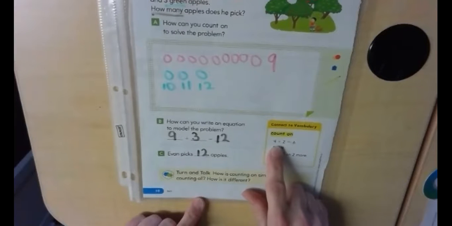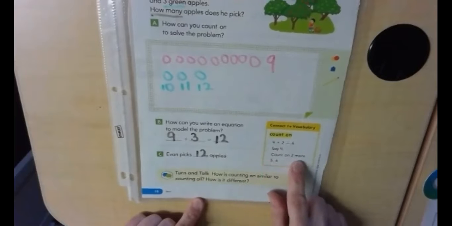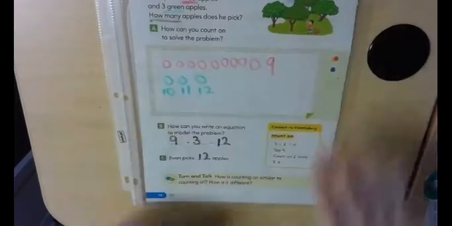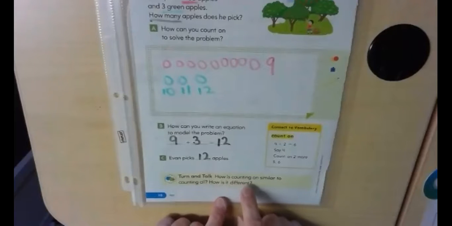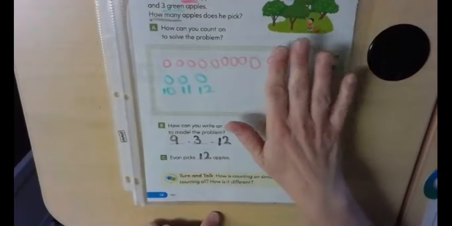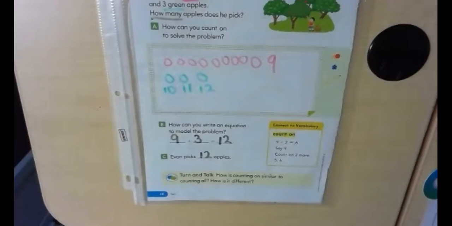This is an example. 4 plus 2 equals 6. Say the 4. Count on 2 more. 5, 6. 4, 5, 6. Turn and talk. I'll give you a chance to do this with whoever's sitting with you. Count on. How is counting on similar? That means the same as counting all. Counting all would mean we didn't have this number written here, that we just counted all the dots. So what's kind of the same about it?